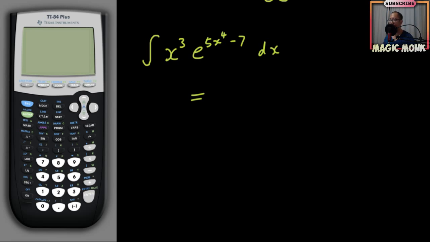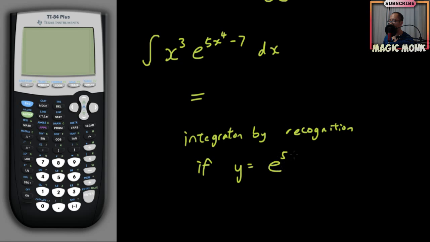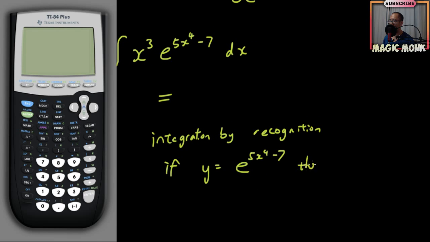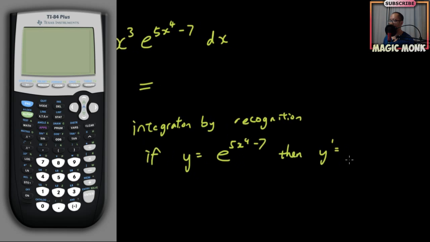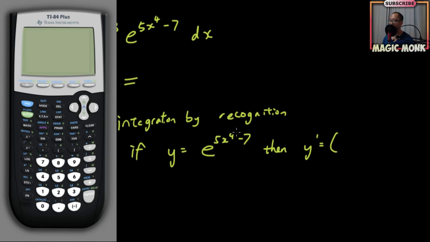Okay, I'm guessing you guys have done that. So let's use it the recognition way. Integration by recognition. If y is equal to e to the power of 5x to the 4 minus 7, then y dash equals differentiate the inside, which is 20x cubed, times e to the power of 5x to the power of 4 minus 7.